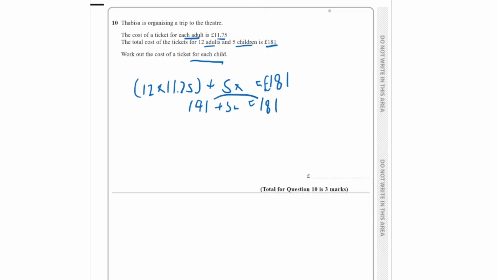We can bring 141 to the other side, so we get 5x is equal to 181 minus 141. Therefore, 5x is equal to 40. Then we divide both sides by 5 to isolate x. Therefore, x is equal to 8 pounds. So each child pays 8 pounds per ticket. That's our final answer. Question 11.